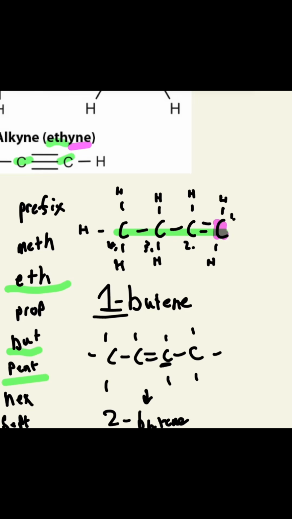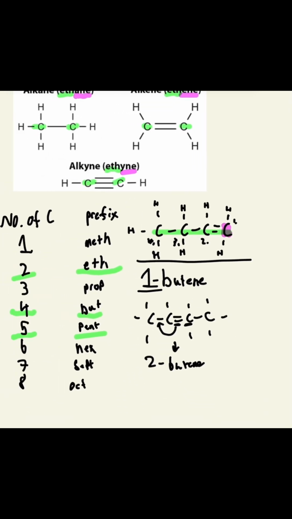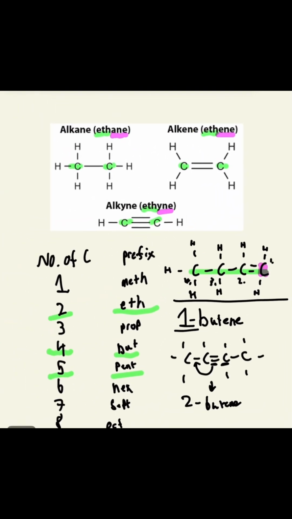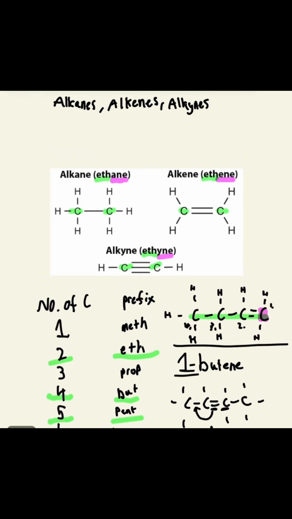Alright, but if this double bond was on this one, it would actually be the same molecule as this one here, just in the reverse order. So if it is the same, then it has the same name, if the double bond is on the first or the last carbon. We'll go through some more examples of these, but for now, it's a quick introduction to hydrocarbons, alkanes, alkenes, and alkynes.